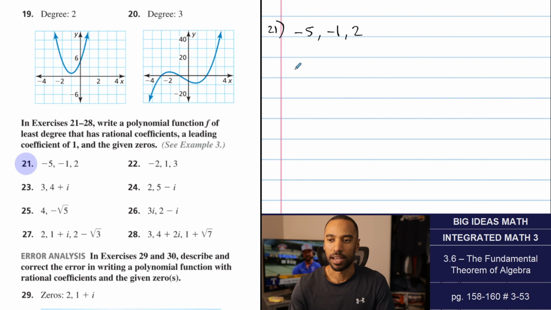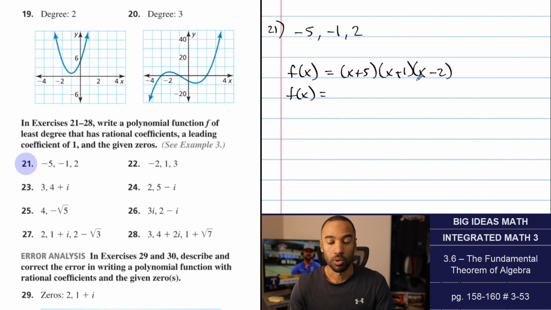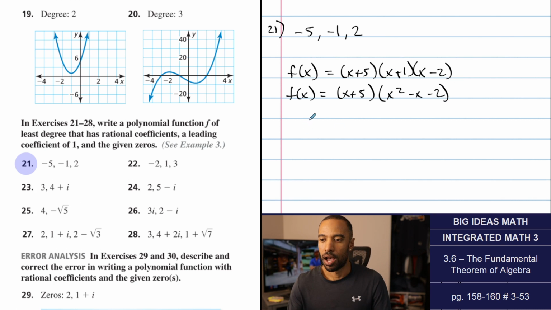Absolutely. So your factors of this one, I'm going to go straight up into it, right? If these are your zeros, then you have x plus 5 as a factor. You have x minus 1 as a factor. And you have x plus 1 as a factor and x minus 2 as a factor. Distribute only 2 at a time, right? So leave x plus 5 as is. Let's distribute this one. We get x squared minus x minus 2 on that guy.